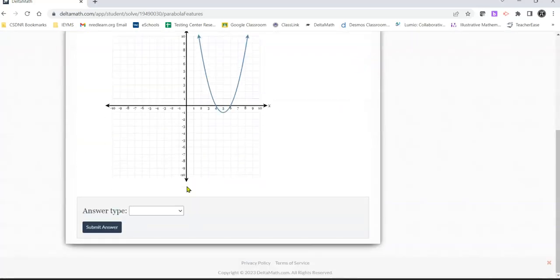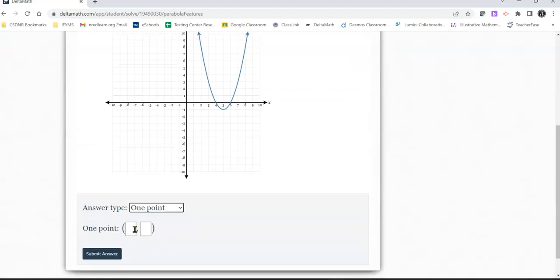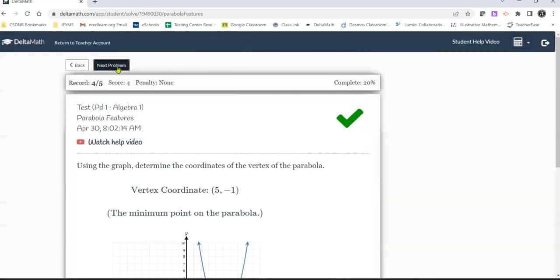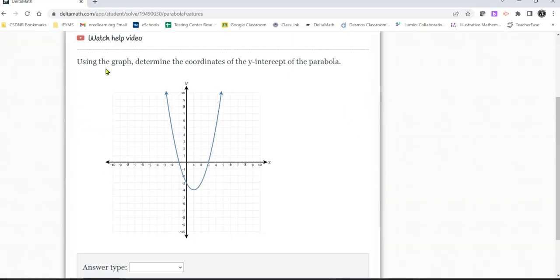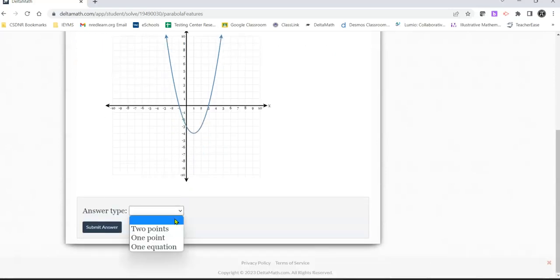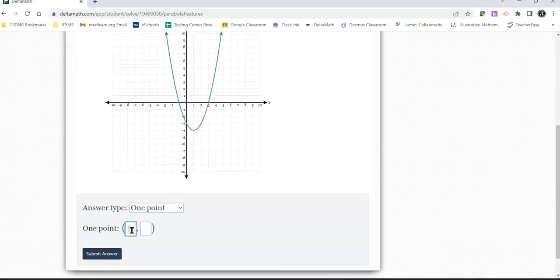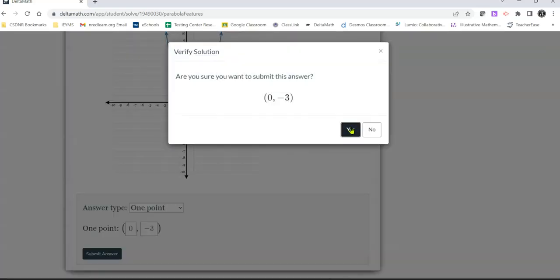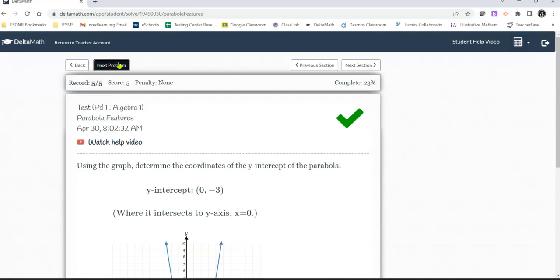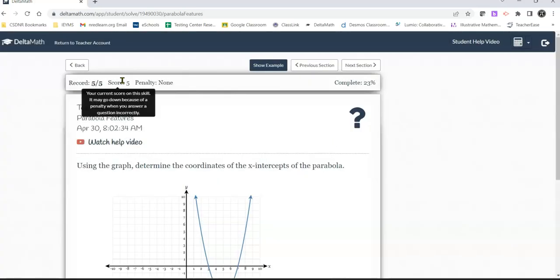This one is also a vertex question, so I'm going to go through quickly to see if I can get to another type of question that you might get. Let's see. Using the graph, determine the coordinates of the y-intercept of the parabola. That would be this single point right here, 1 point, and that 1 point is 0 on the x and -3 on the y. All right, we've reached our limit of 5, but let's see if I can keep going.